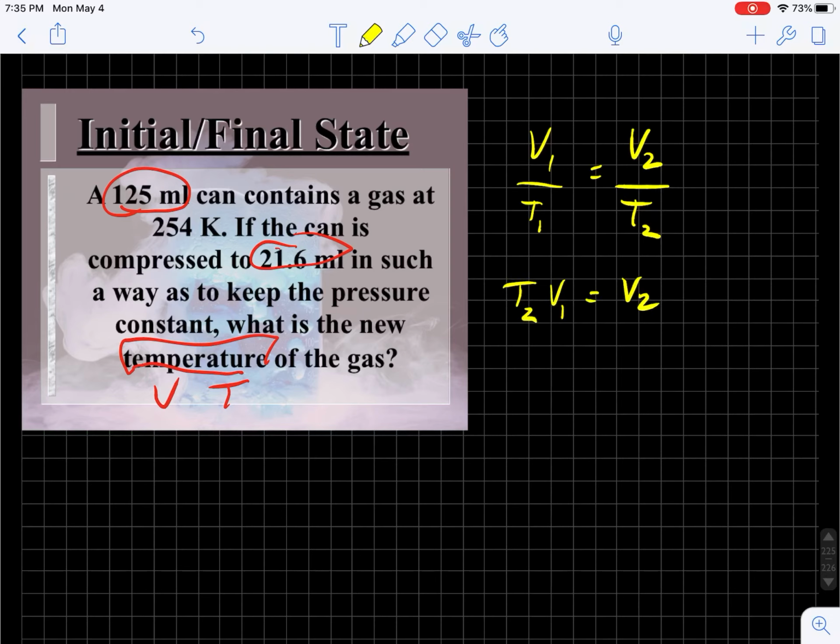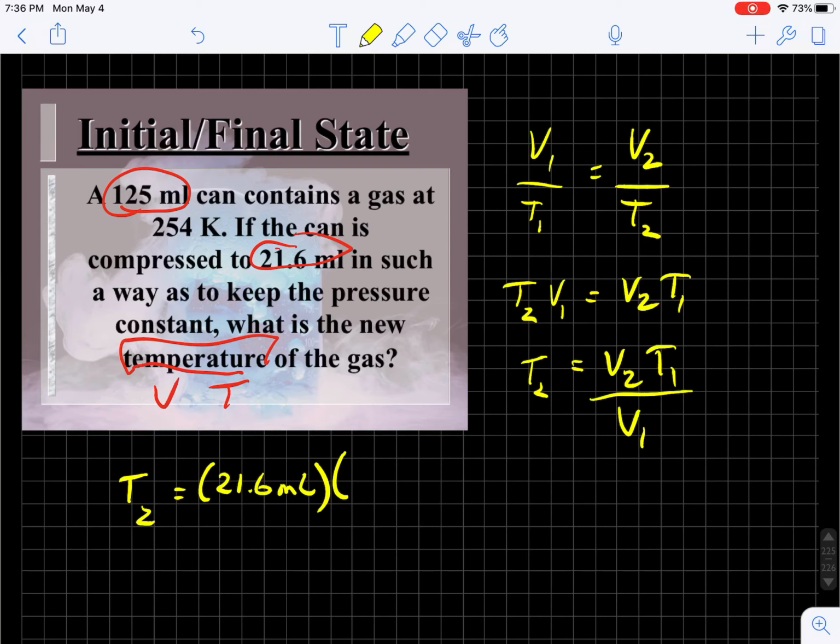So cross multiply and then divide by V1. Oopsie poopsie. All right, so now we can substitute in T2. And again, it has to be Kelvin temperature. We were lucky because they gave us Kelvin and not Celsius. I can almost guarantee on the test they're going to give you Celsius. And then remember, you got to add 273 to make it Kelvin.